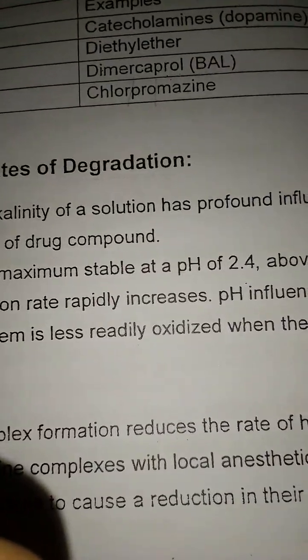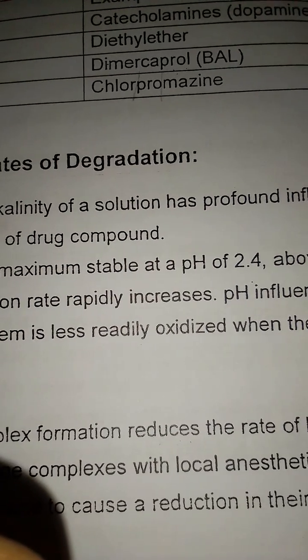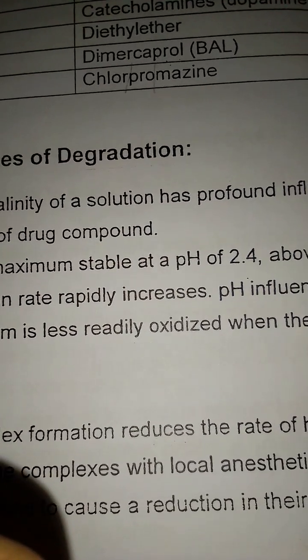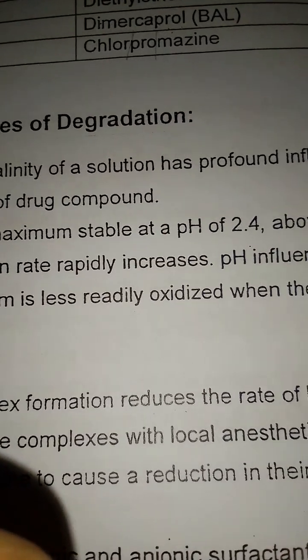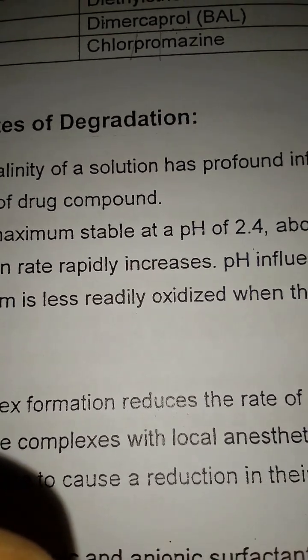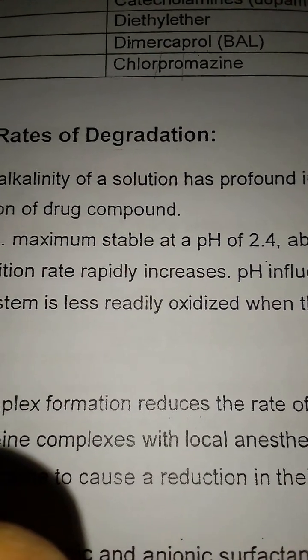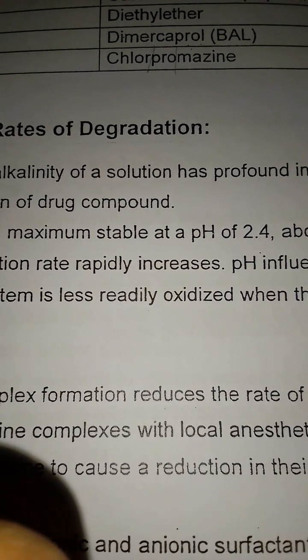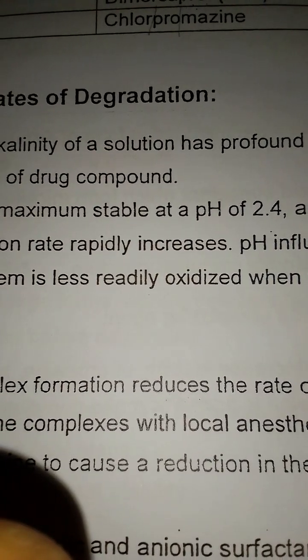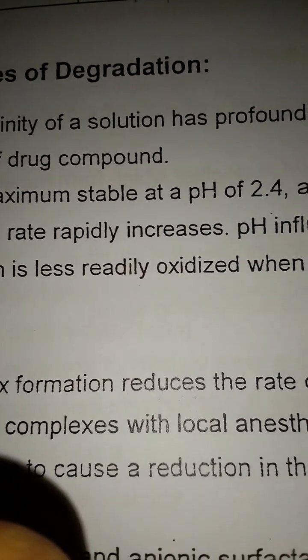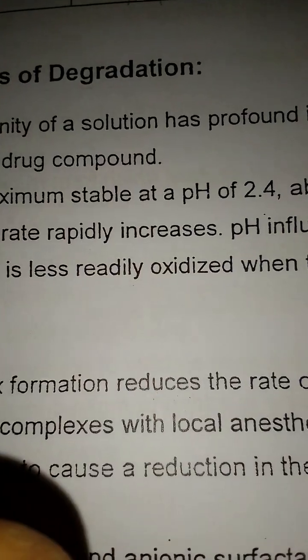pH: the acidity or alkalinity of a solution has a profound influence on the decomposition of the compound. Aspirin buffered salt is maximally stable at a pH of 2.4. Above a pH of 10, the decomposition rate rapidly increases. pH influences the rate of oxidation. The system is less readily oxidized when the pH is low.